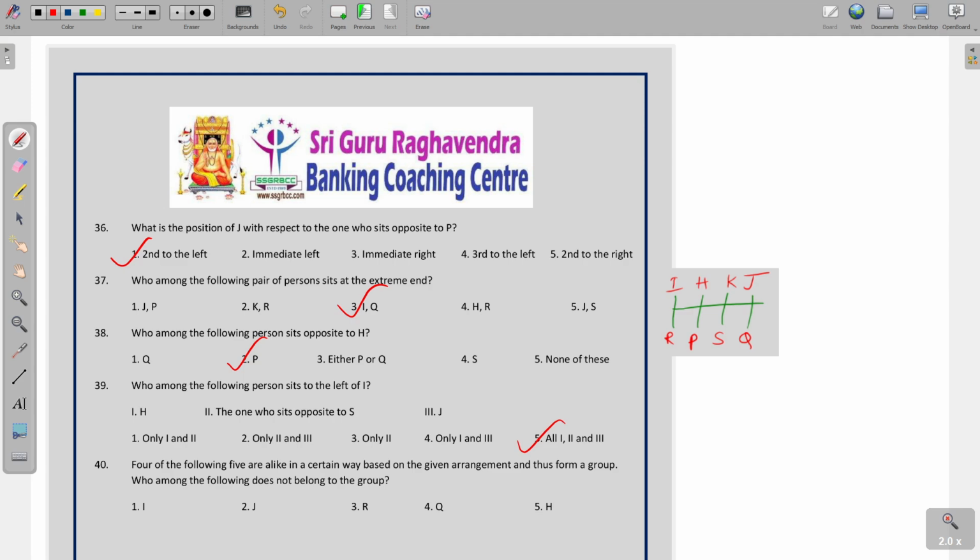Of the following four, we need to find which does not belong to the group: I, J, R, Q, H. So, I, J, R, Q and H. H is in the middle of the row. The remaining 4 persons are sitting at the corners of the table. So, this is the final arrangement of the puzzle.